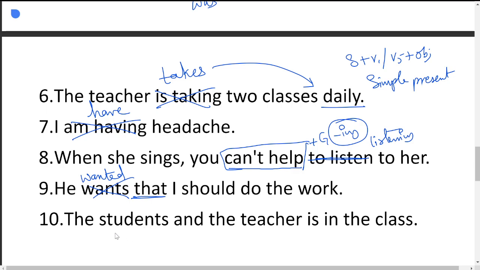Next, the students and the teacher. The students are one subject, the teacher is another subject. That means the pronoun is "they." Can you use "they is," or what do you need here? "They are" is needed, not "they is." "Is" is wrong here. The students and the teacher, that means they are in the class.